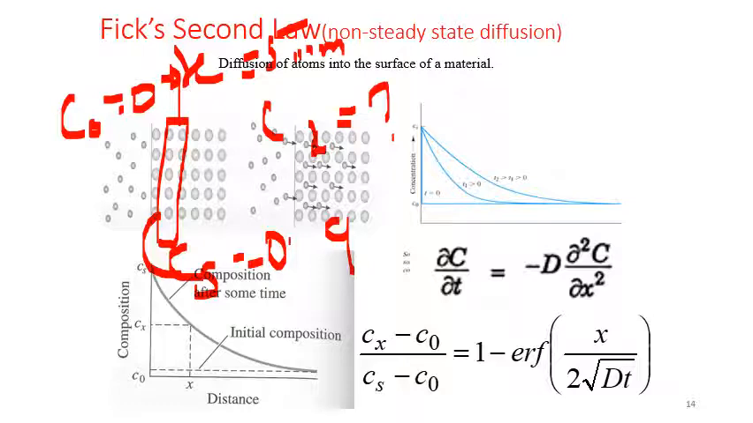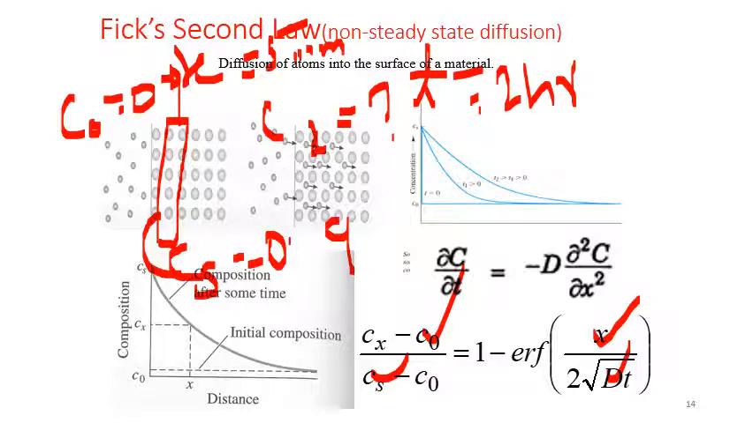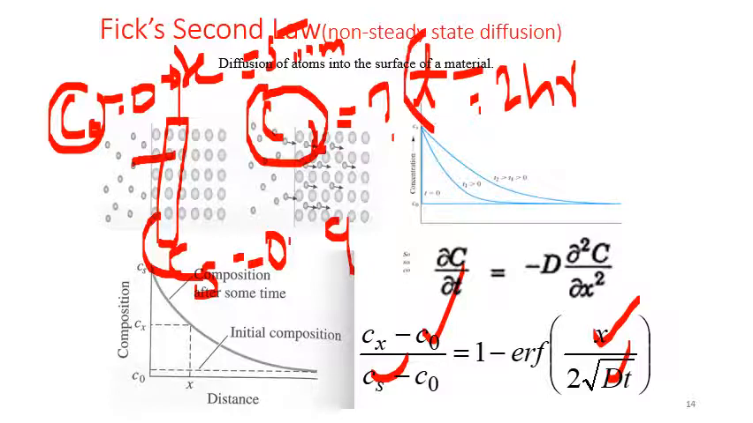So you know C0, you know Cs, you know x, and D is a constant. They will say after a time of t equal to 2 hours, you need to calculate the diffusion from C0 to Cx, that is Cx after a time of 2 hours. D will be given. So you need to calculate Cx using all these things. How we'll do that, we'll see.